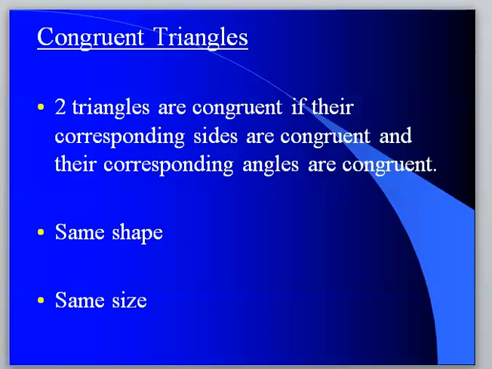Congruent triangles. Two triangles are congruent if their corresponding sides are congruent and their corresponding angles are congruent. And we've talked about corresponding parts in class. As we've sat in groups, we've talked about who's sitting in the same corresponding seat. When we talked about corresponding angles with parallel lines, those are the angles in the same position in their group. So corresponding sides in the same position are congruent, they're the same length, and the corresponding angles, the angles in the same position, have the same measure. Congruent triangles are the exact same shape and the exact same size.